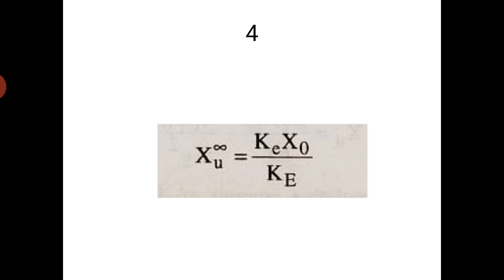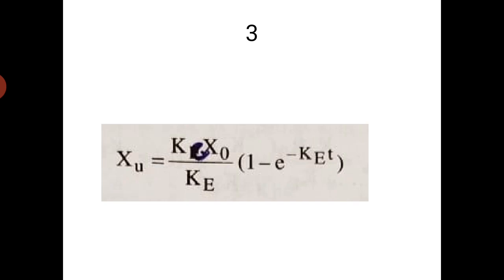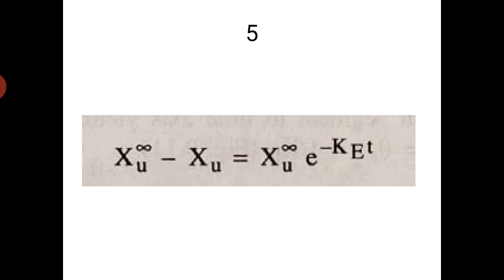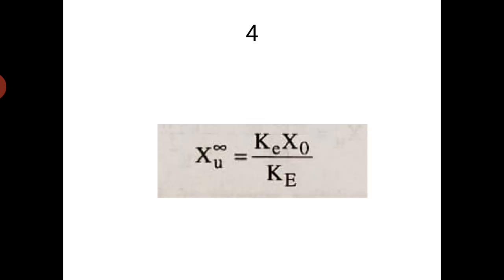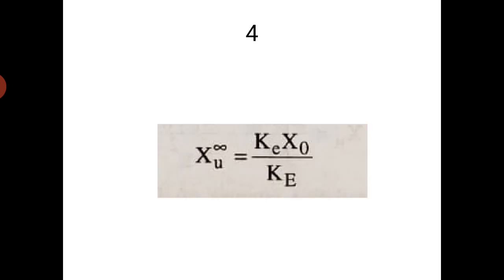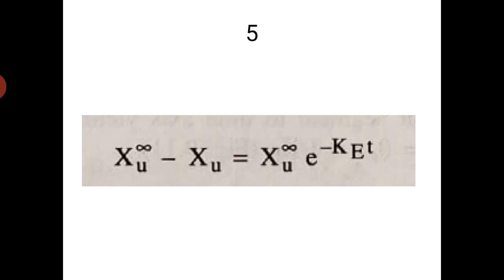So now we got two equations, Xu that represents the amount of drug excreted through urine at any time t, and Xu infinity, the amount of drug excreted till infinite time. Now from these equations you can determine Xu infinity minus Xu. Just substitute it. Let us see what it becomes. Here it is ke X0 divided by ke into 1 minus ke X0 divided by ke into e raised to minus ket, minus ke X0 by ke. So finally Xu infinity minus Xu equal to Xu infinity into e raised to minus ket.